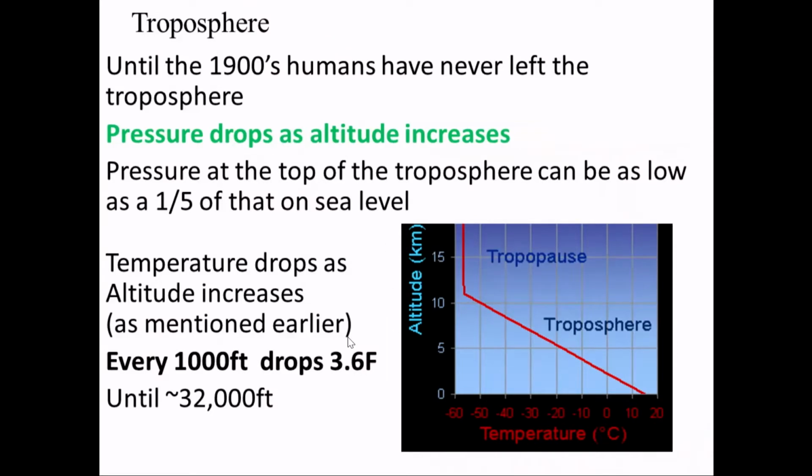breathe at as well. Now, temperature also drops as you go higher in the troposphere, and this should kind of make sense. As you go higher, the mountains are colder than the valleys. So for every 1,000 feet that are climbed, temperature drops about 3.6 degrees Fahrenheit or about 1 Celsius. Now this stops once you make it to the stratosphere.